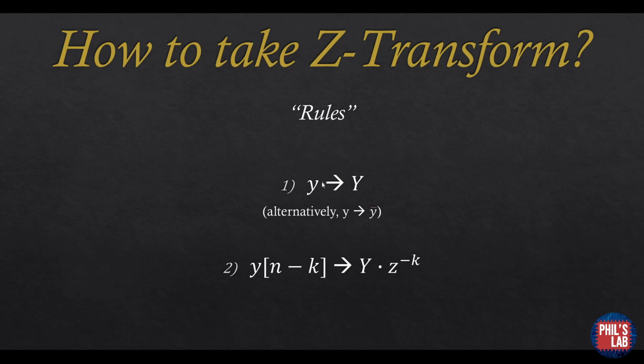Now when we take the Z transform, we simply replace that little y by a big Y, and that indicates that it is now the transformed variable. Alternatively, sometimes we just put a bar across the variable, and that indicates it's been transformed.